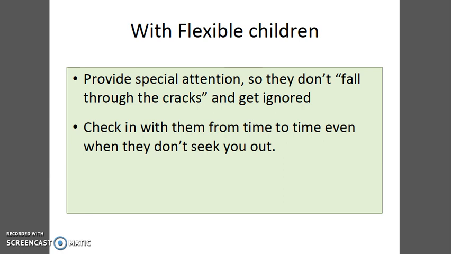There are some strategies and approaches to remember when working with each of the 3 temperaments. When working with the flexible child, it is important to provide special attention so they don't fall through the cracks. Because children with this temperament may not demand attention, it can be easy to overlook them, especially if you're dealing with other children with more demanding temperaments. You can check in with the flexible child from time to time, even if they don't seek you out.